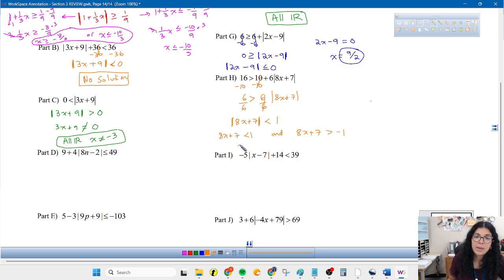So this would be that x is less than, if we subtract 7, that would be negative 6 over 8, which simplifies to negative 3 over 4. And subtract 7, that would be negative 8, divided by 8 would be negative 1. x is greater than negative 1. So it would have to be between those two numbers, and that would be a distance of less than 1.